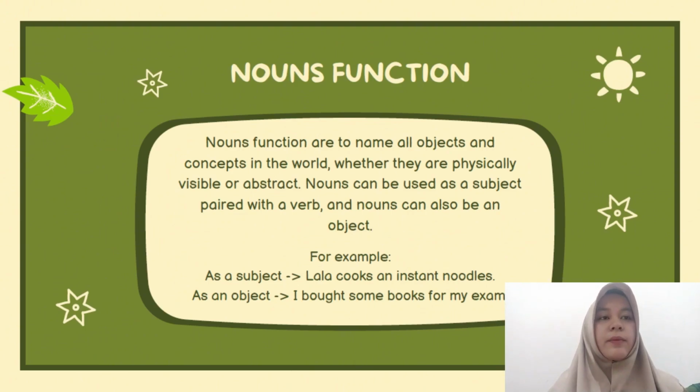For example, a noun as a subject. Lala cooks an instant noodles. In this case, Lala is a noun as a subject followed by the verb cooks. An example for a noun as an object, I bought some books for my exams. In here, some books is a noun as an object.